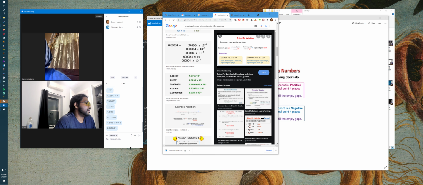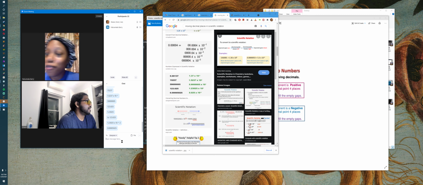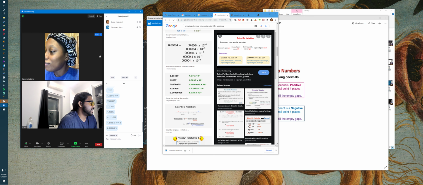We're trying to get 0.00005025, right? Which is smaller, right? So, is that exponent going to be positive or negative? Oh, it's going to be negative. Good. So, what would it be? 5.025 times 10 to the negative 5th power. Perfect. All right? Make sense?